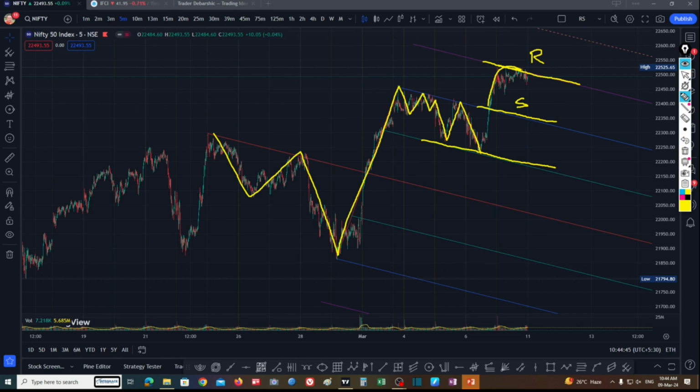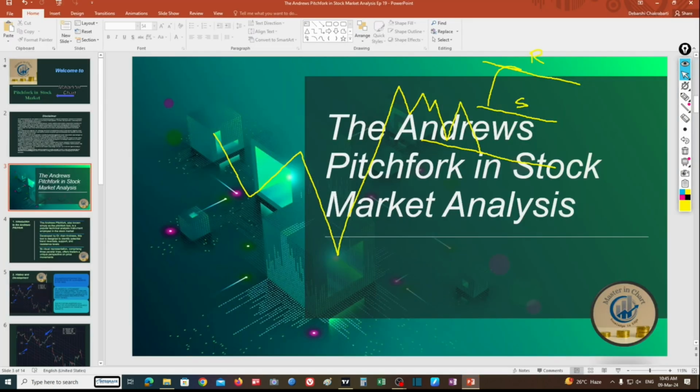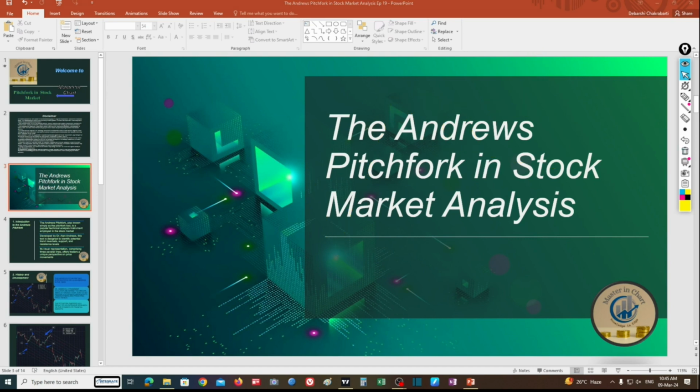Every tool is working, but the thing is how we initiate those tools in the field of application. Hope we have covered a very basic part of the Pitchfork. Next time also we will come and see how Pitchfork is working in different markets in different conditions.